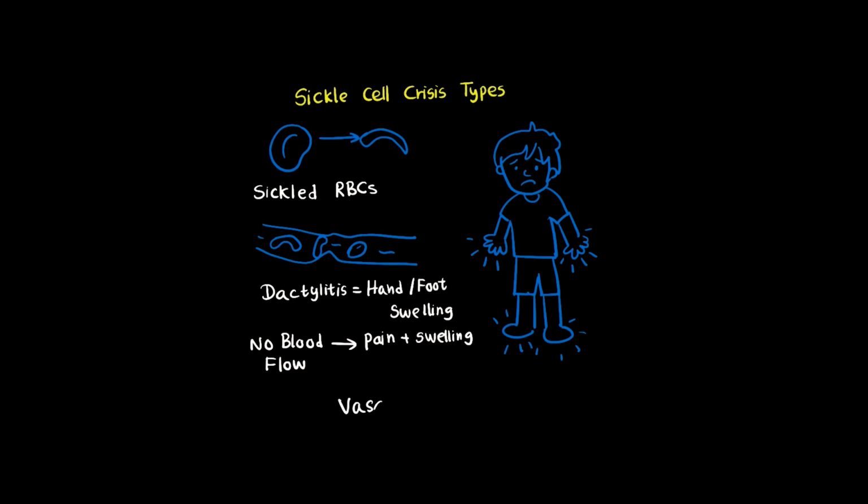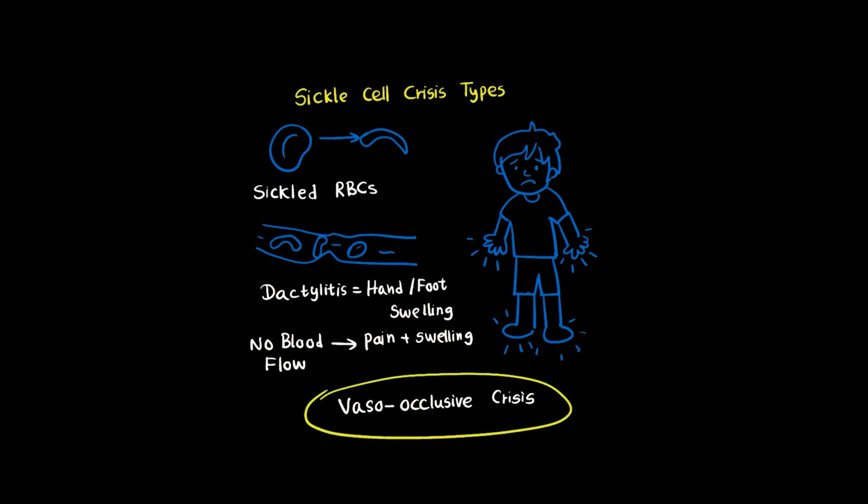The correct answer is vaso-occlusive crisis because dactylitis, the painful hand and foot swelling in infants, is a classic presentation of vaso-occlusion in small vessels.